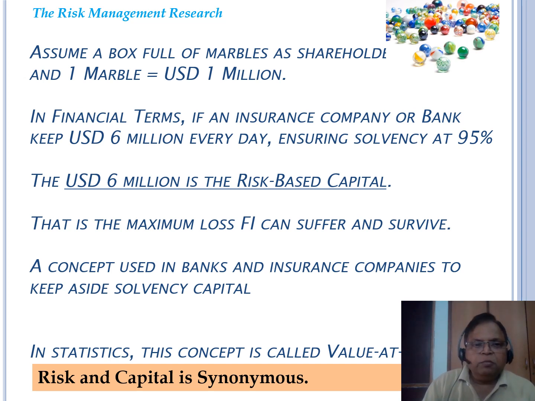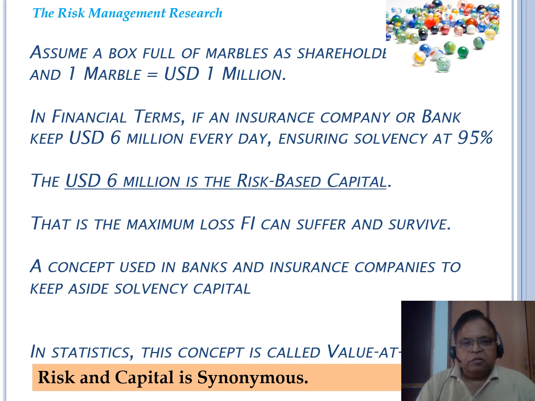The $6 million, which is the amount that has come out, is what is called the risk-based capital. Capital is money that is used by banks and insurance companies to maintain the solvency of the company, and it is used to protect the company from becoming insolvent.